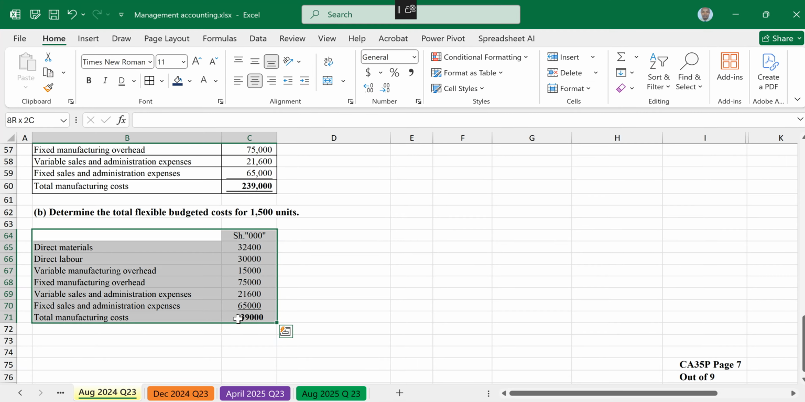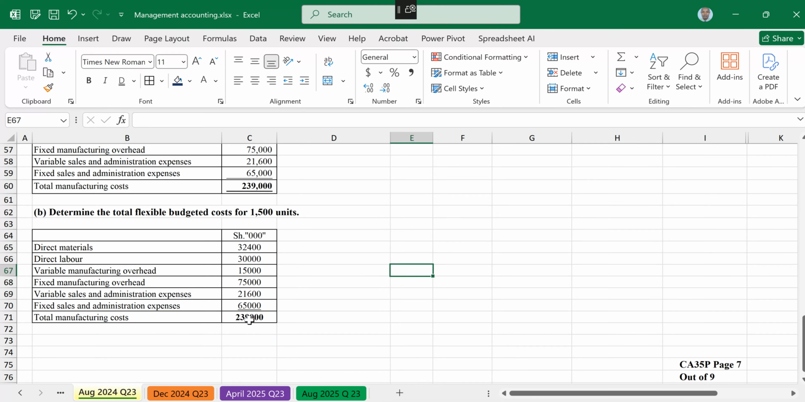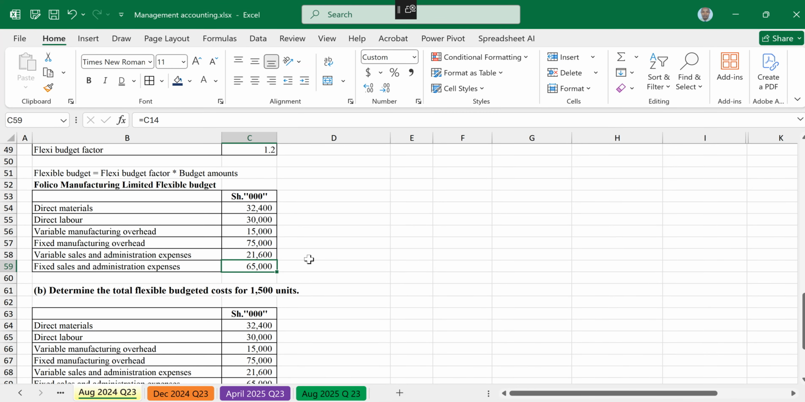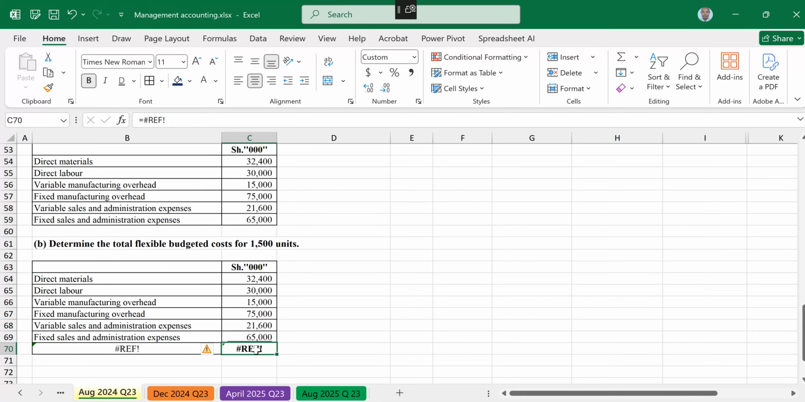It seems for the one above, they didn't want the total. Determine the total flexible budgeted costs. The total is here already. We can remove the total. You remove the total on the first one. Then now the total that they wanted is here. You sum the total. Enter. So this is the total that they wanted.